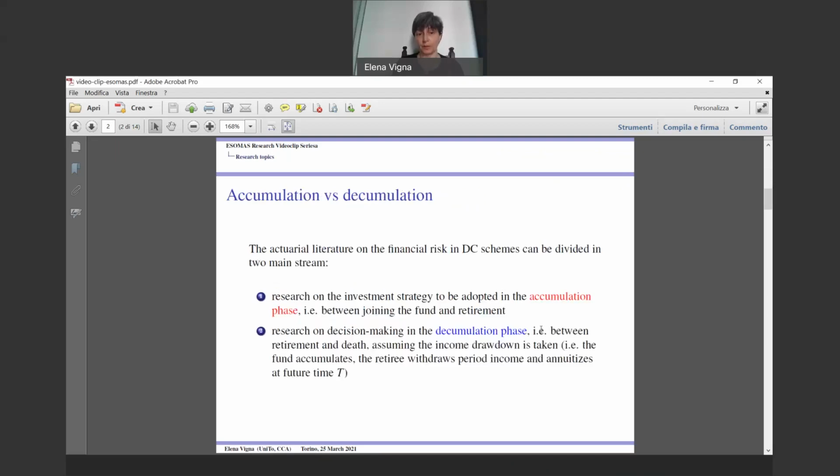pension funds. When you do research in defined contribution pension funds, you can do research either in the accumulation phase, which is the period between joining the scheme and retirement, or in the decumulation phase, which is the period between retirement and death. I've done my research in both periods, but here I show you something about the accumulation phase, which is the period between joining the scheme and retirement.